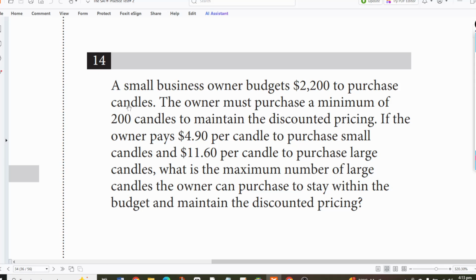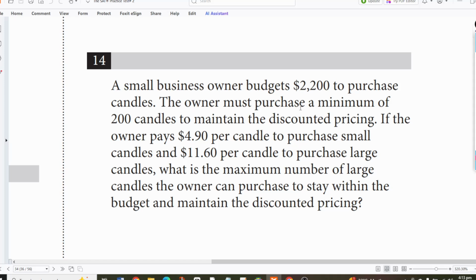Let's do this question using Desmos. So this is a word problem. So you have to make equations first, okay? Inequalities actually. So a small business owner budgets $2,200 to purchase candles. So this is his budget. So you can't go above this, all right?